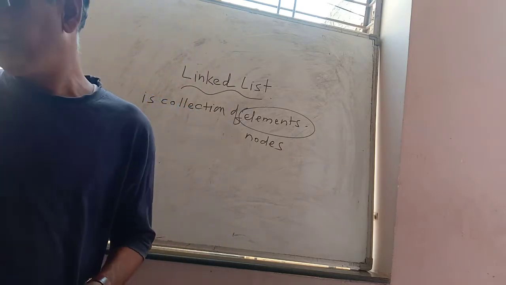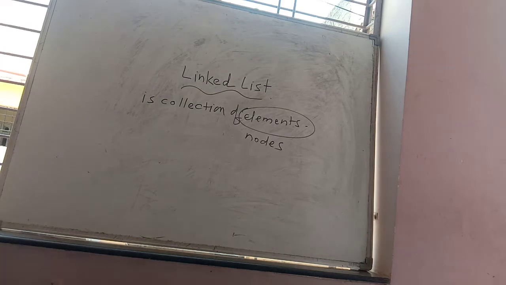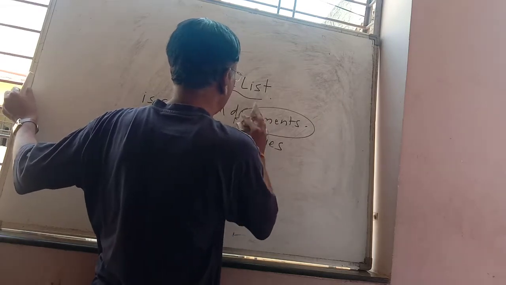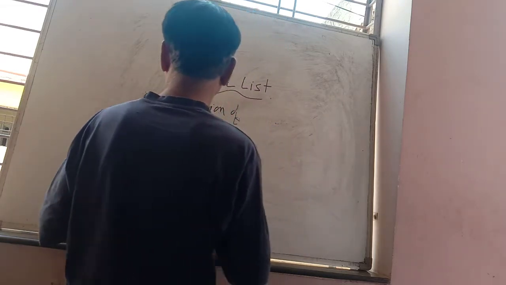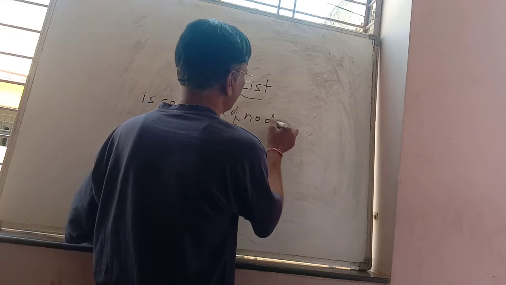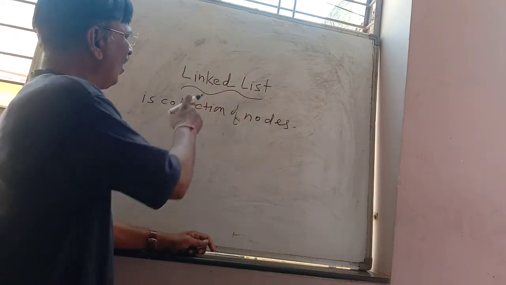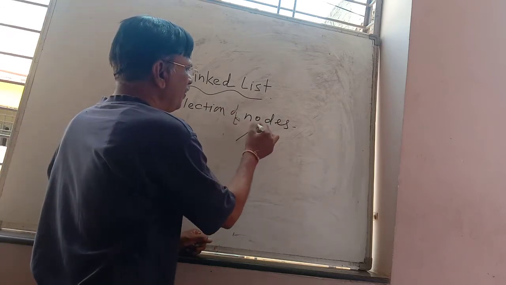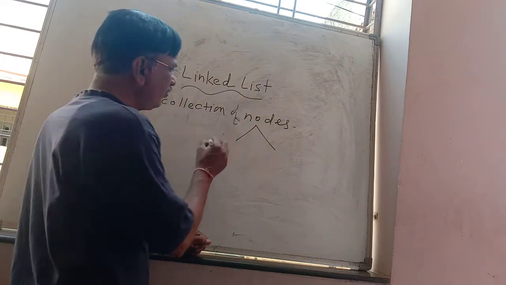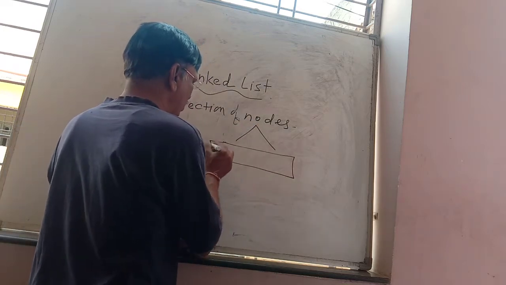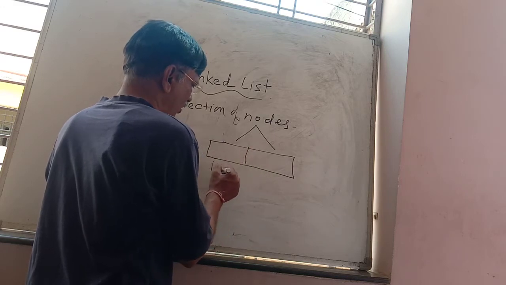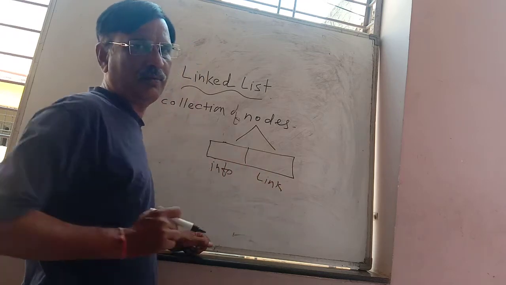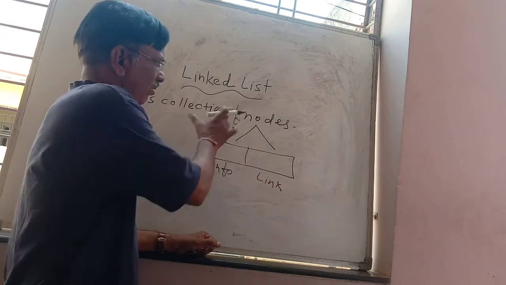What is meant by nodes? Instead of elements, we can say linked list is a collection of nodes, where every node is divided into two parts. First part is the information part, and another part is the link part. So this is a node.